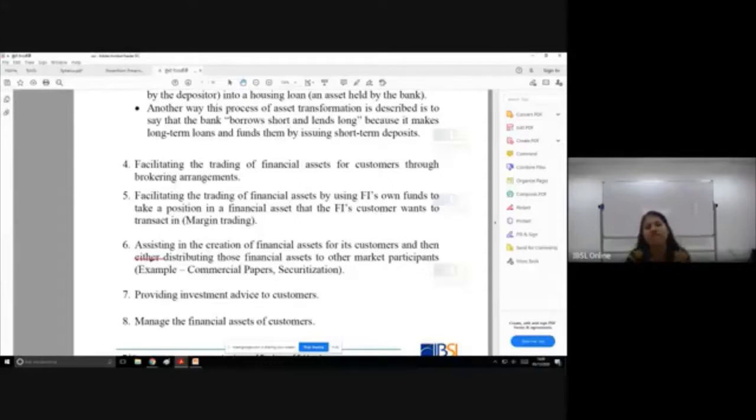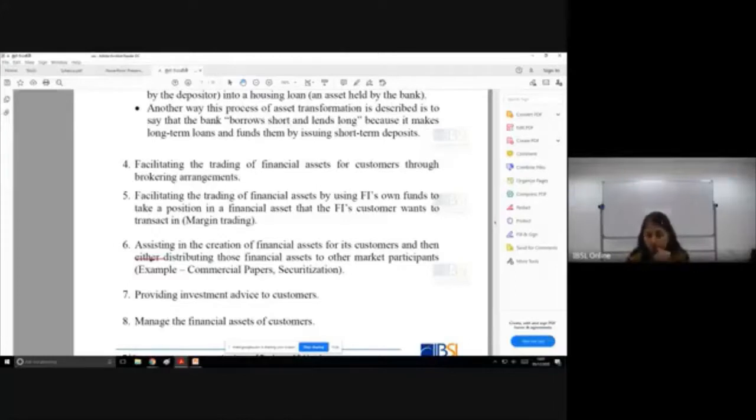Now, when a deficit unit needs some funding, let's assume they need to put up a factory. As a financial intermediary, or specifically as an investment intermediary, I will come in. I will advise the company, why don't we go for a stock issue or a commercial paper issue or a securitization. If it's a share issue, I can basically handle the share issue, nothing for me to create. I will handle it and get them funds.